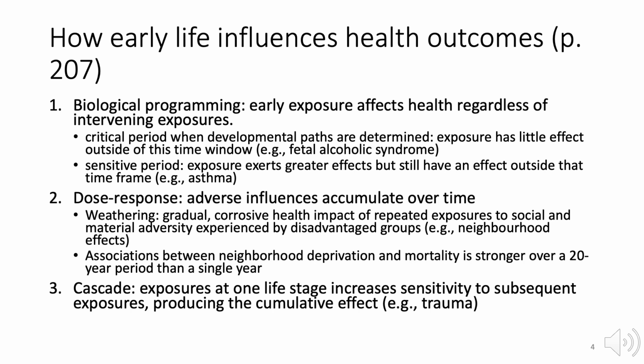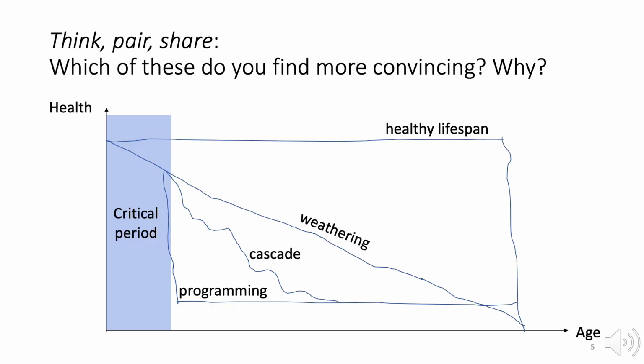The third is cascade theory, and this really attempts to explain why in some cases we see health decline so drastically, so suddenly. Which of these theories do you find more convincing? Why? I invite you to pause the video now and post your answers on the discussion page.